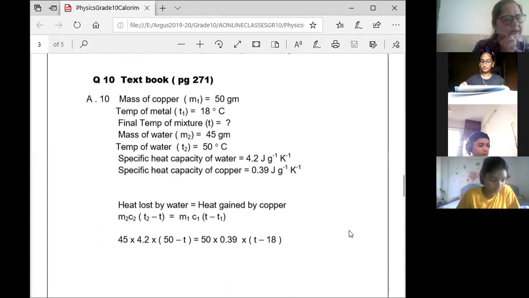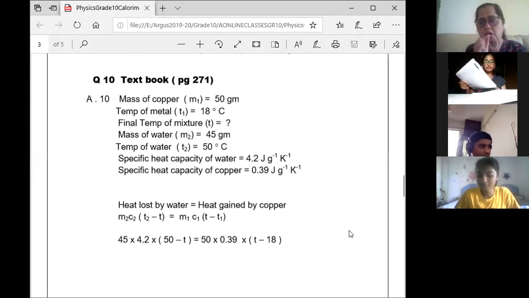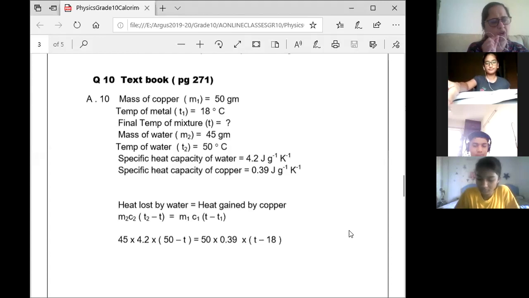45 grams of water at 50 degrees Celsius. There is water at 50 degrees Celsius. What is the mass of water? 45 grams. Now 50 degrees means it is warm water, right? Now copper is put in that. The copper is cold. It is at 18 degrees Celsius, and it is put in the warm water, 50 grams of copper.